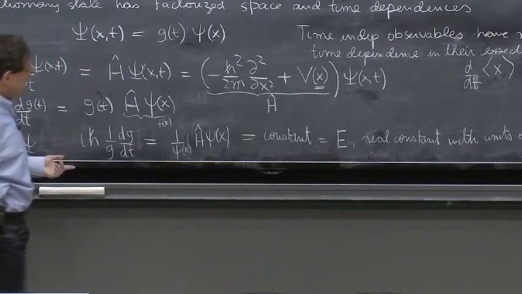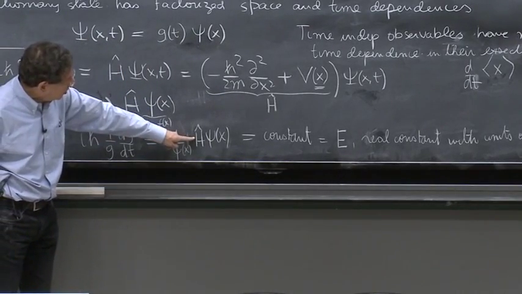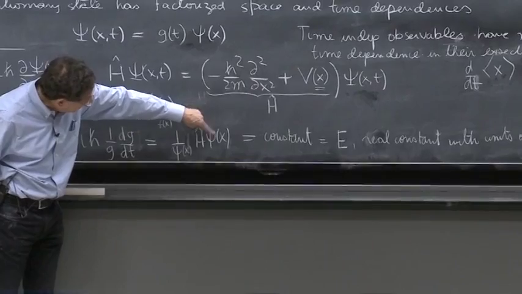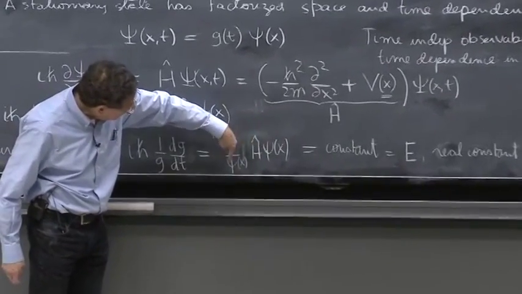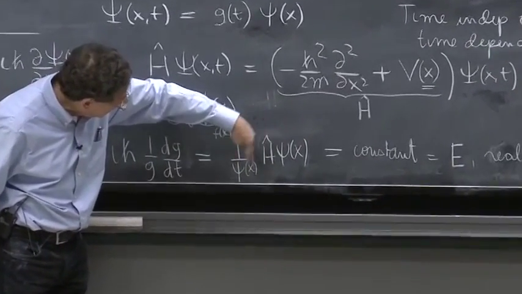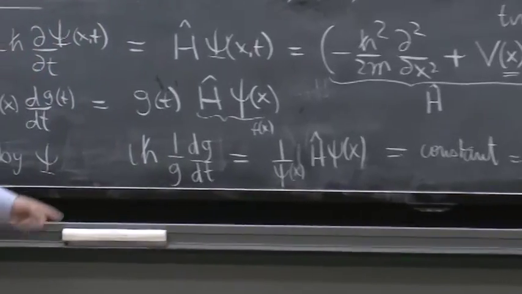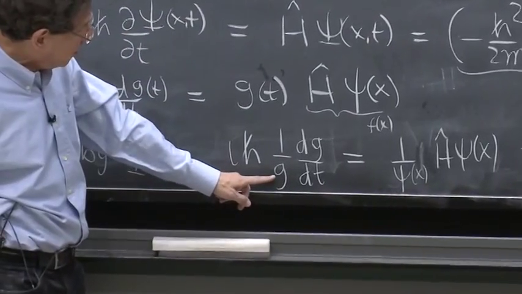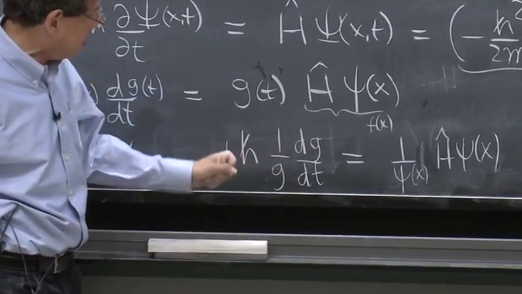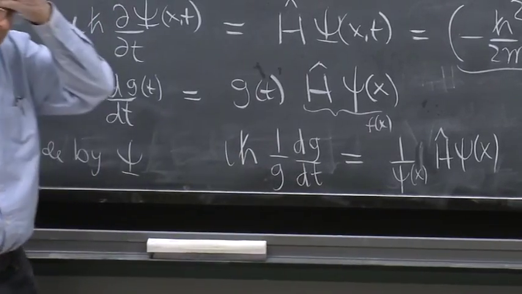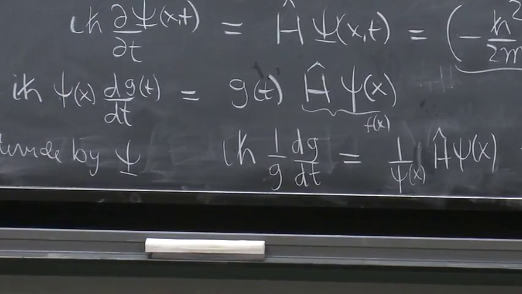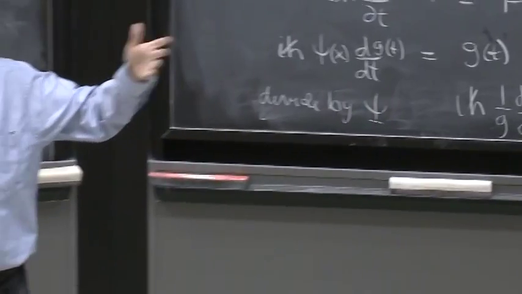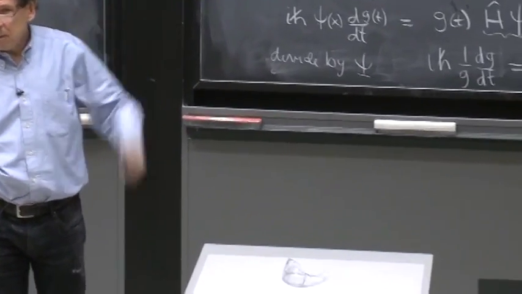You can see the units because the Hamiltonian has units of energy, and whatever units psi has, they cancel. Here, whatever units g has, they cancel, and h bar over time is units of energy, like in energy equals h bar omega. So it has units of energy.